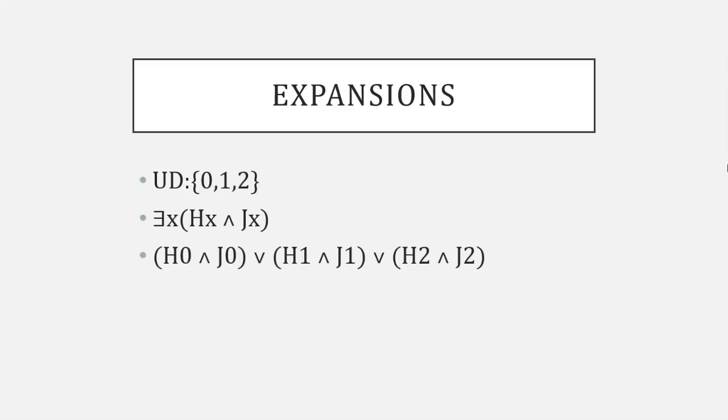And similarly, with an existential, given this universe of discourse, given 0, 1, 2, there exists an x such that hx and jx gets expanded to a series of disjunctions. So either it's the case that 0 has the h property and the j property, or 1 has the h property and the j property, or 2 has the h property and the j property.